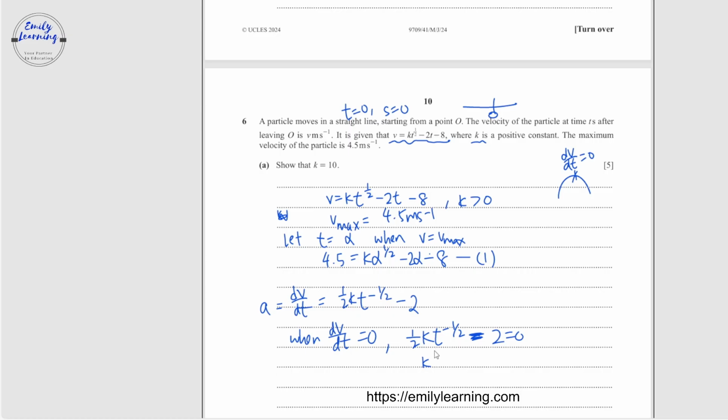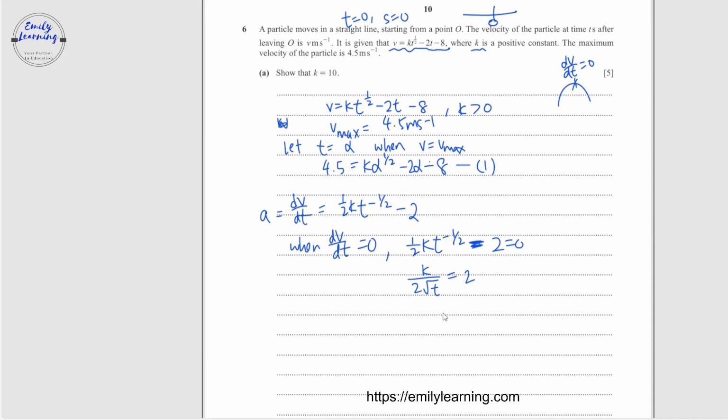So k over 2 root t is equals to 2. This can be rewritten as this, because t to the power of minus half is equals to 1 over root t. Then I bring 2 over. Now I do a cross multiplication, so I have k equals to 4 root t. So therefore, root t is k over 4, and therefore t is k squared over 16. Okay, so I'm going to call this equation 2.